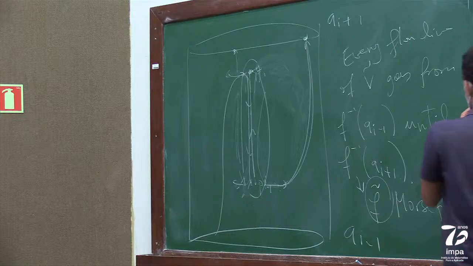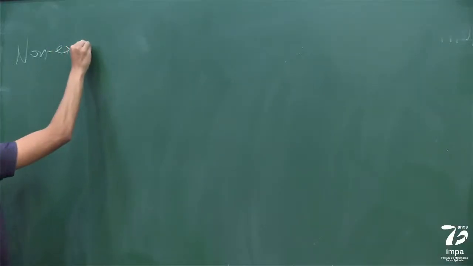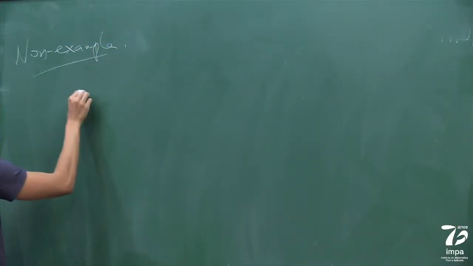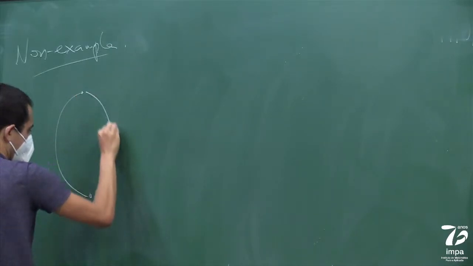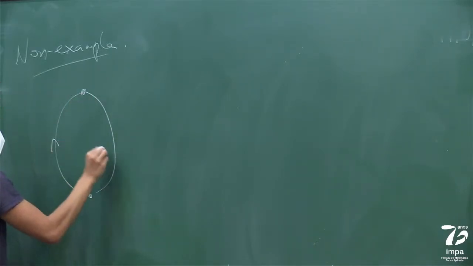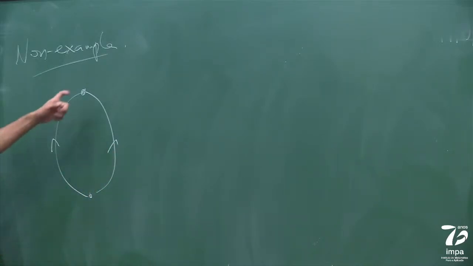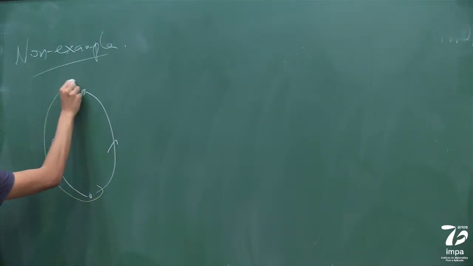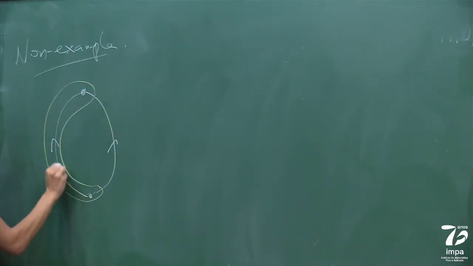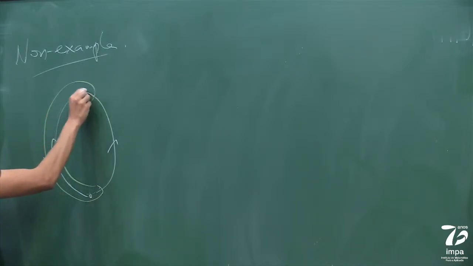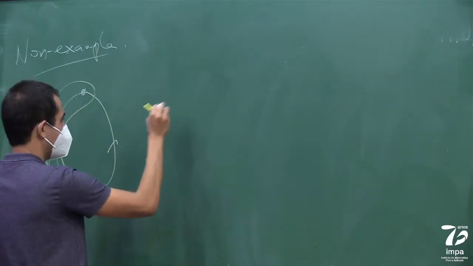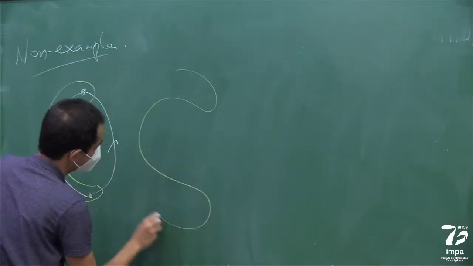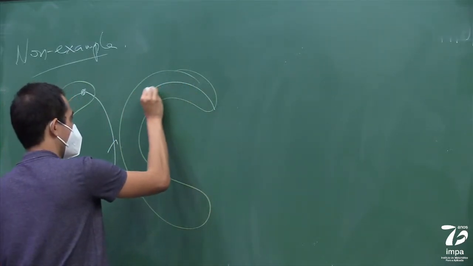So you see that you can't cancel everything. A non-example is what happens if you just look at a circle. So this is a circle with two critical points, and you have these flow lines. You can look at a neighborhood of this guy, and if this is your original V, then you can find a V tilde that doesn't have a zero. Inside this neighborhood, you just replace this with this guy here.